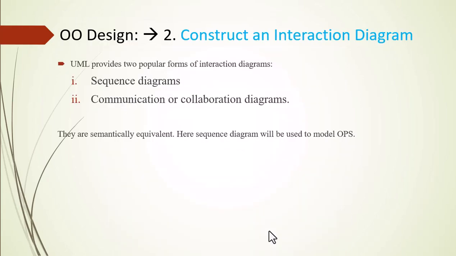Now the second phase of OO design is to construct an interaction diagram. How the components and classes interact. So UML provides two popular forms of interaction diagram. One is a sequence diagram, another is a communication diagram. Sequence diagram shows the collection of classes, while communication basically shows the collection of specific objects. Through objects, we further clarify the classes, which becomes more relevant for large systems.